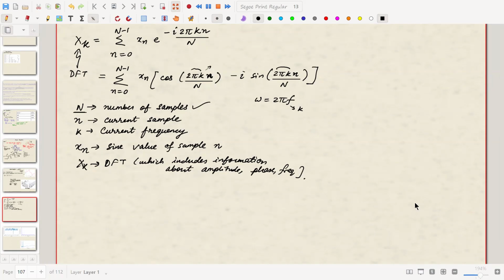So capital Xk is the discrete Fourier transform. It includes all the information of that input signal. So at least you know why there is a summation sign, isn't it? Do you know at least why there is a summation sign?